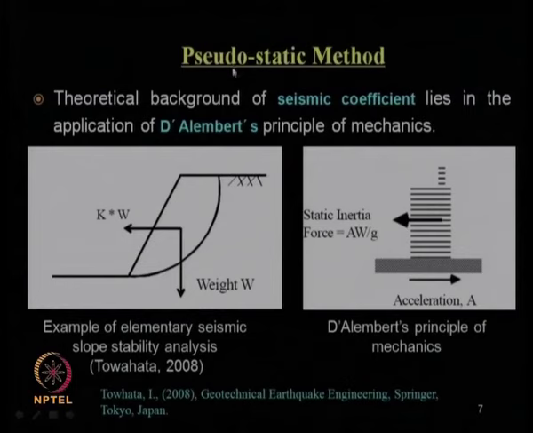Then we introduced the pseudo-static method, which was originally proposed by Terzaghi in the year 1950. This is nothing but a coefficient which is multiplied with the failure soil mass, which will give the seismic inertia force. So, this is the additional destabilizing force. As we can see from D'Alembert's principle of mechanics, if there is an acceleration A, the corresponding equivalent static inertia force will be A W by g, where small g is acceleration due to gravity. For details, the book of Towhata can be referred to.